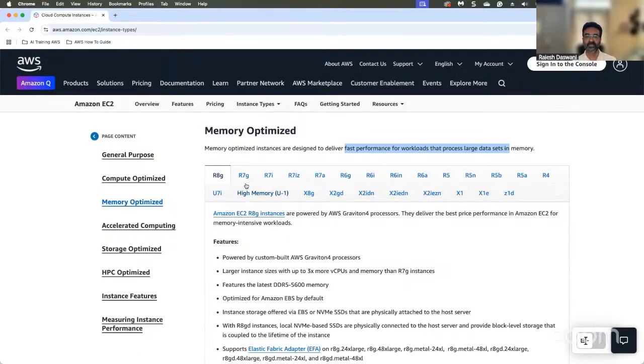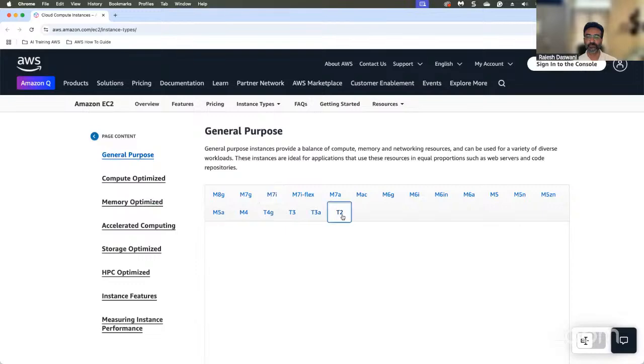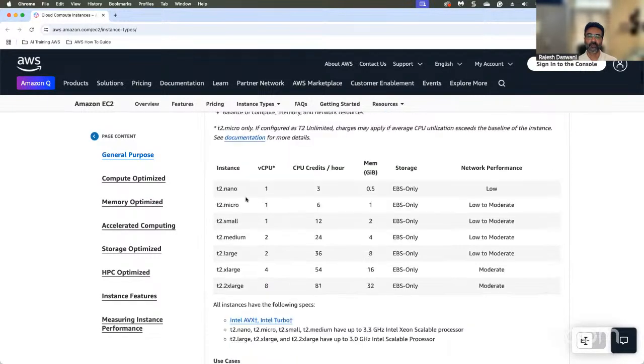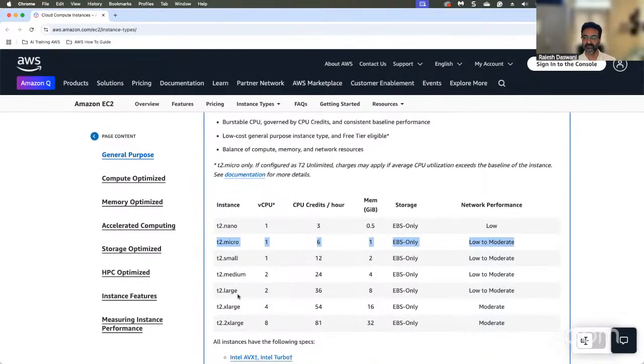Within the families, we have our different types, and these individual ones are what are called sizes. So if we go down to general purpose, the T2 is the actual type, and within there, we've got the individual sizes. So the T2 Micro comes with 1 CPU, 6 CPU credits, 1 gig of memory. It's EBS only. It's a low to moderate performance level, that kind of thing. So you've got family, then within the family, you've got type, then within the type, you have the sizes.